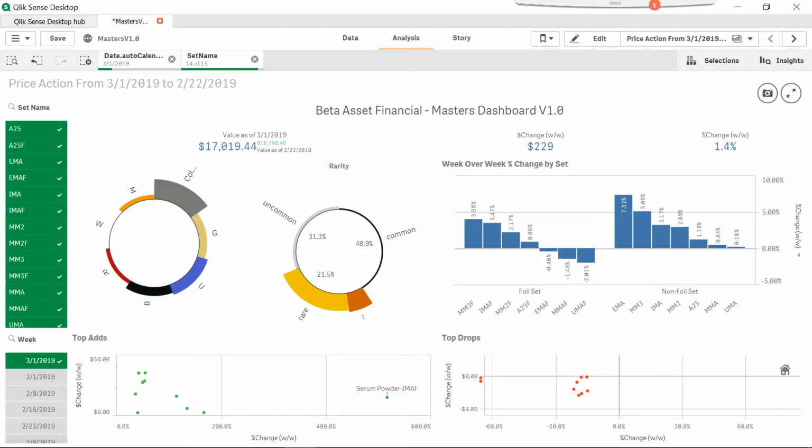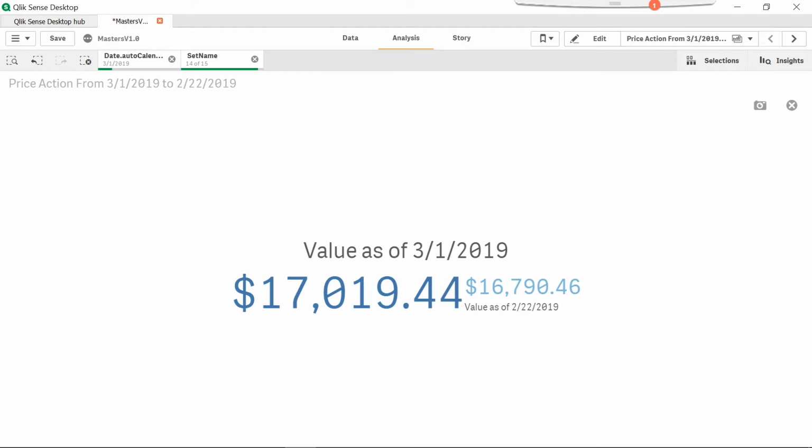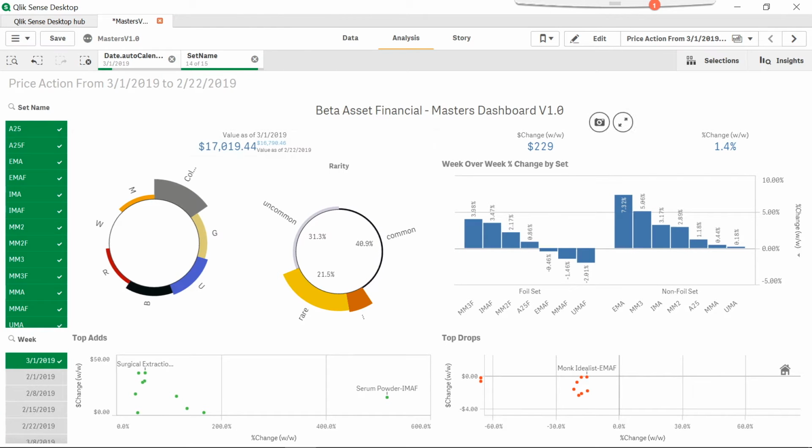And for good measure, and as a good comparator, we also include the value of the set as of a week before. So as of the close of Friday, March 1st, the value of the underlying cards is about $17,000, and a week before is about $200 less than that. This number is essentially the set value at a given time less the value of the set a week ago.